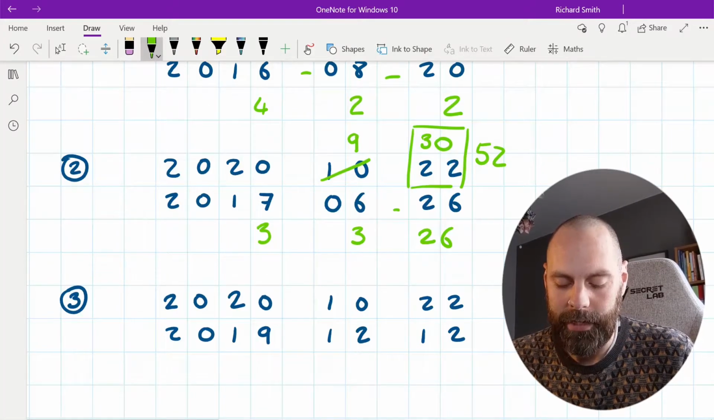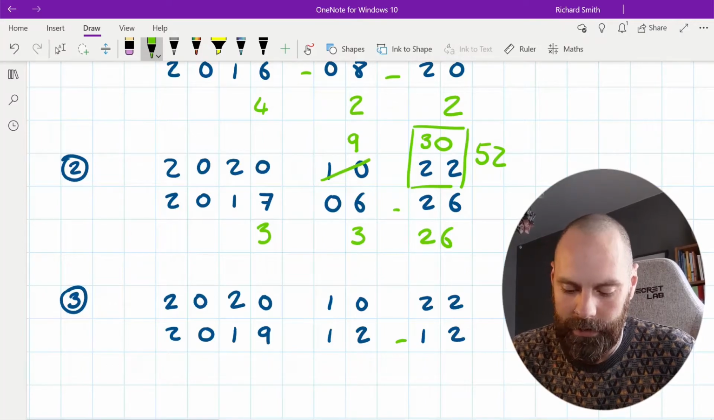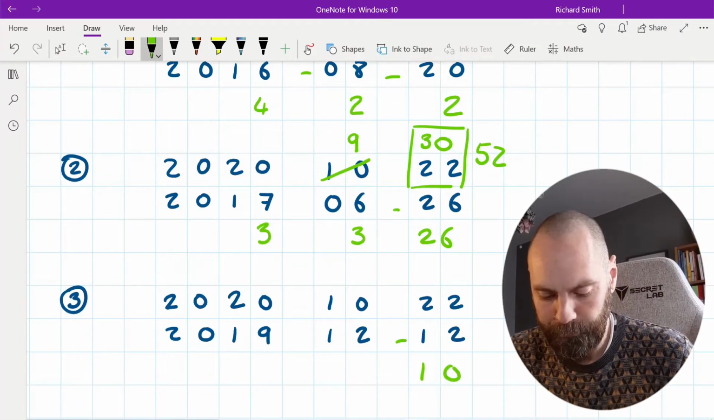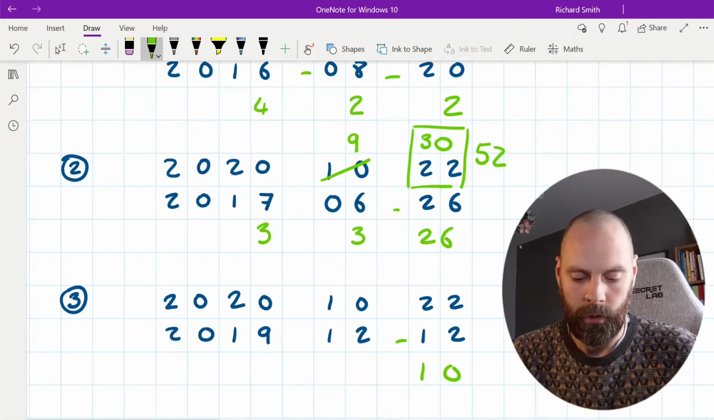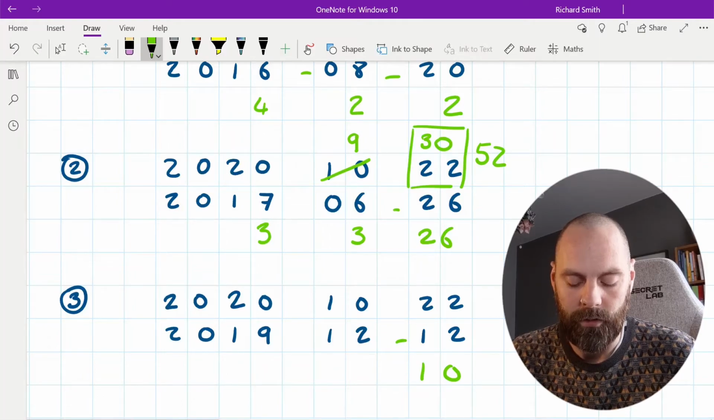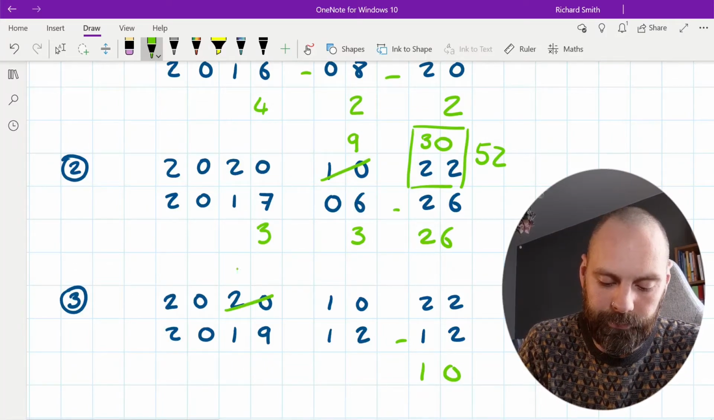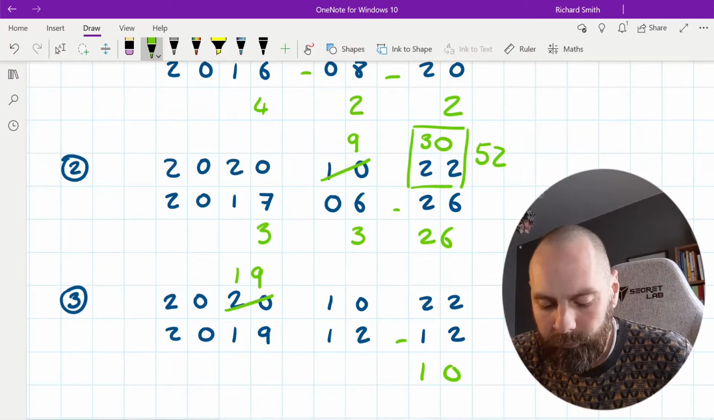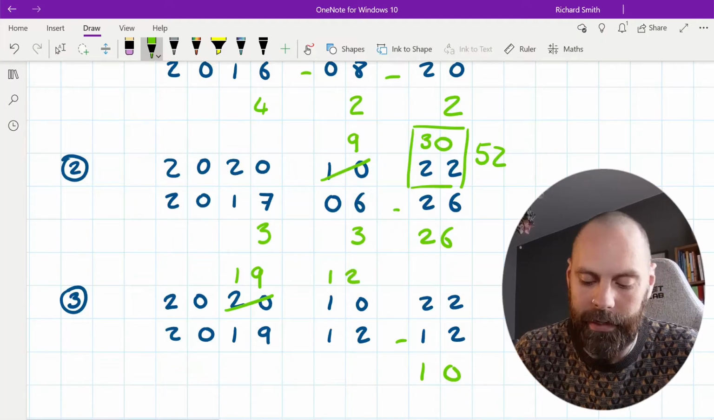So let's look at the days first. So we have 22 days and we need to take away 12 of those days, which leaves us with 10. In the months column, we've got 10 months and we need to take away 12 months, which we obviously can't do. So what we're going to do this time is do another conversion, but instead of converting months to days as we did earlier, we're going to convert years to months. So we're going to take a year away from there, and convert it into months. So there are obviously 12 months in a year.